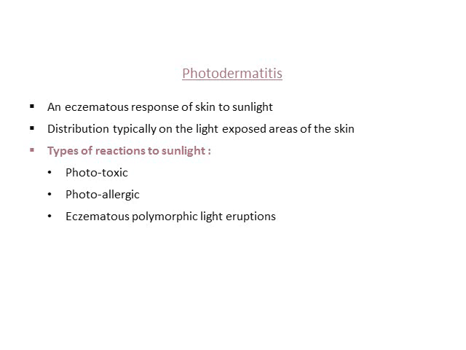Photodermatitis. Photodermatitis is a type of dermatitis which is mainly related to exposure of skin to sunlight. Distribution is typically on the light exposed areas of the skin. Types of reaction to sunlight are usually phototoxic reactions, photoallergic reactions, and eczematous polymorphic light eruption.